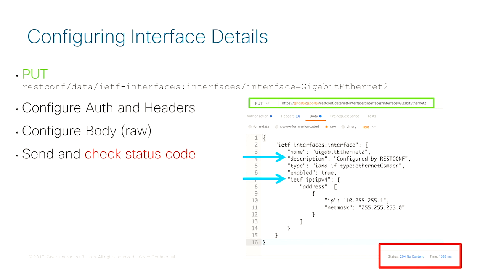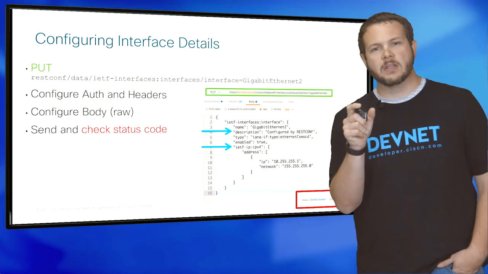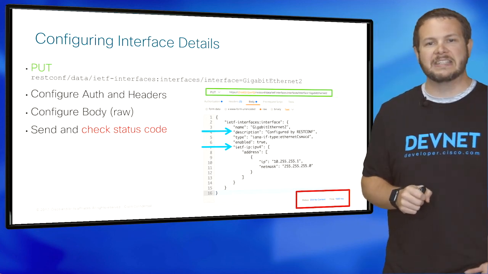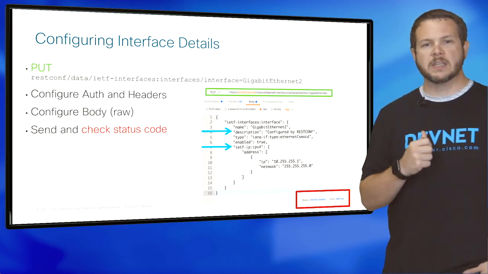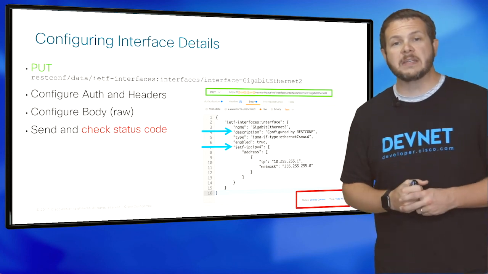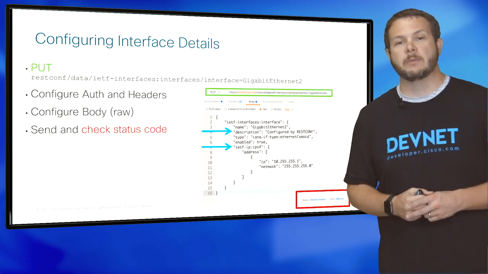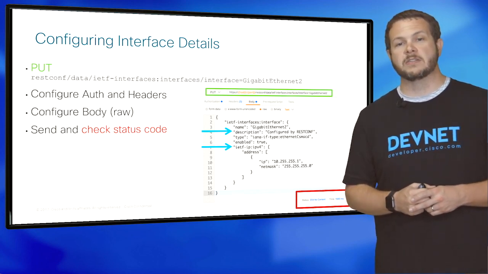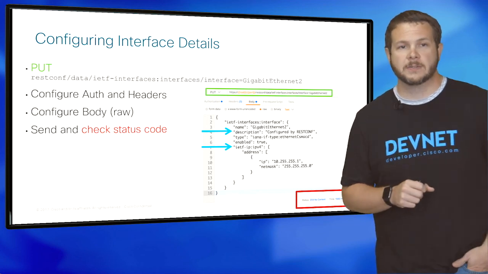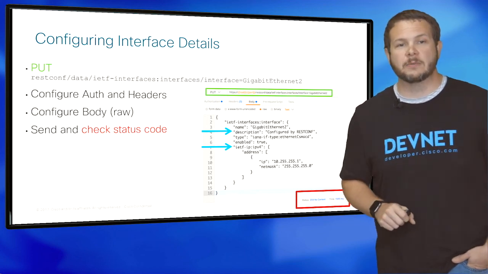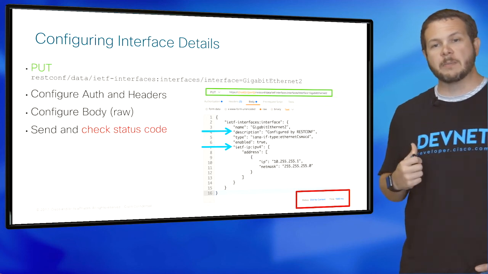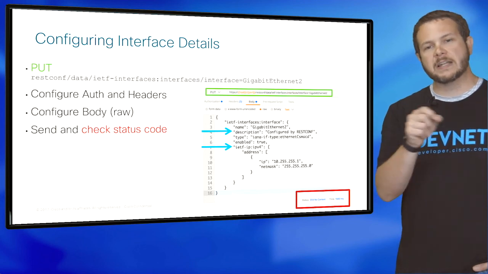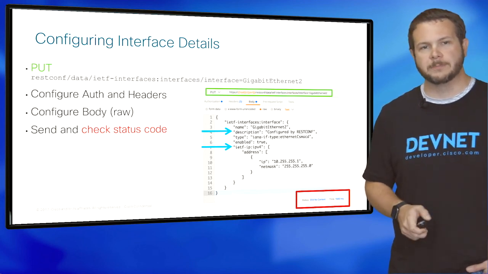Because this is a PUT, we have to send data. And so we start with the information that we retrieved from the GET request, and we put that into the body of Postman, and we add in the details we want to update. In this case, we can see with the blue arrows, I'm indicating a new description configured by RESTconf, as well as adding an address inside of the IETF IP IPv4 information, so we can configure an IP address. Once we have that configured, we can send the request and we can check the status code down in the bottom corner here, boxed off in red, and see that we have a 201 status code that came back, which indicates a successful creation.